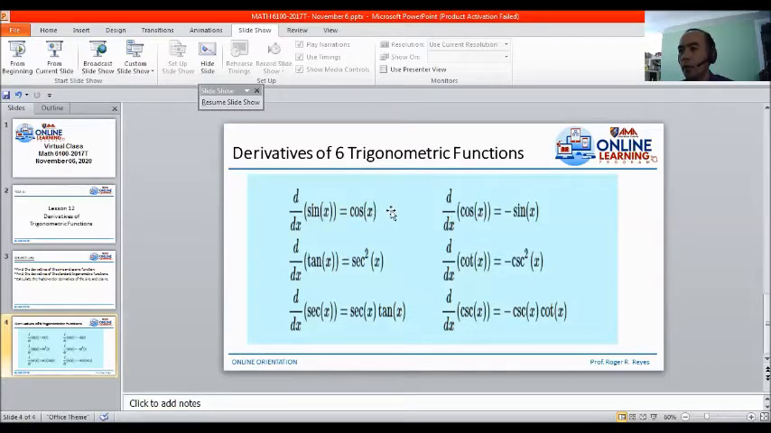The derivative of sine x is equal to cosine x dx all over dx. Tangent x is equal to secant squared x dx all over dx, plus the derivative of secant x is equal to secant x tangent x dx all over dx. Derivative of cosine x is equal to negative sine x dx all over dx. Derivative of cotangent x is equal to negative cosecant squared x dx all over dx. And we have the derivative of cosecant x is equal to negative cosecant x cotangent x dx all over dx. So these are your 6 trigonometric functions.